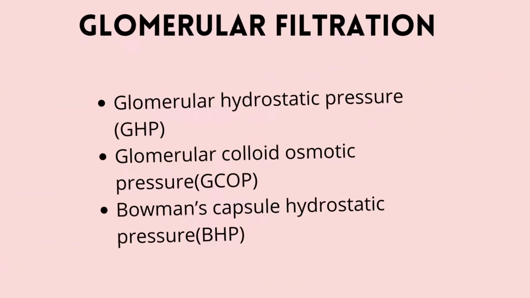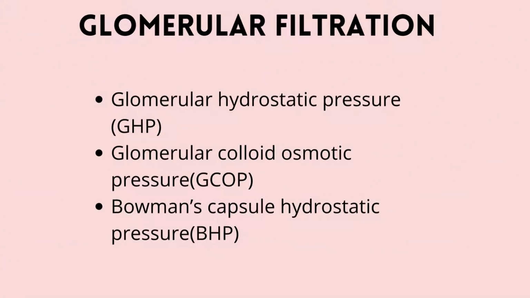First, let's take a look at glomerular filtration. Glomerular filtration has three main players: the glomerular hydrostatic pressure, glomerular colloid osmotic pressure, and the Bowman's capsule hydrostatic pressure. Now, before we talk about these different types of pressures, because I know that many people get confused between them and what role they play, let's understand the basic concept behind these terms, so you'll never forget it.